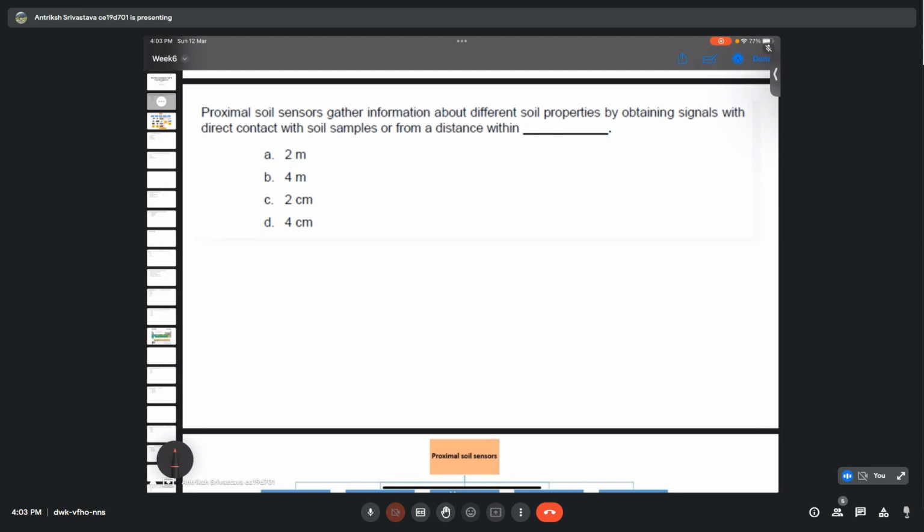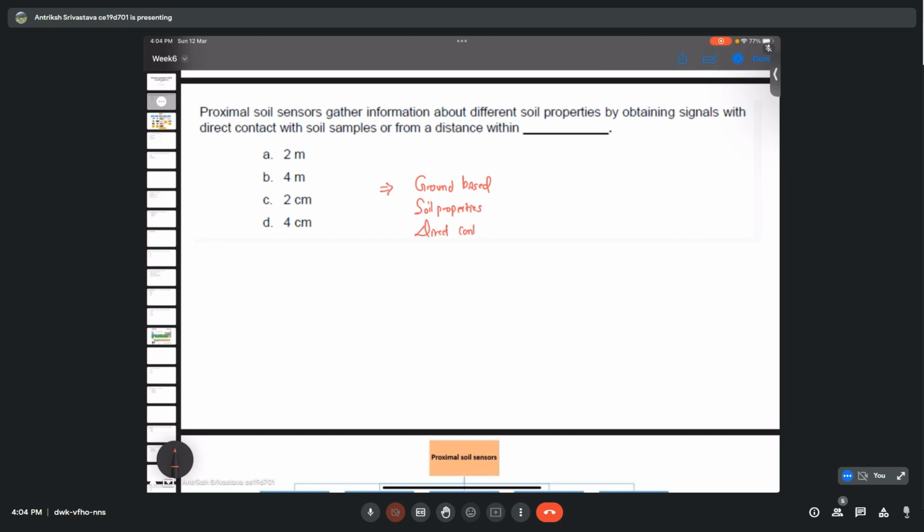If we go to the definition of the proximal soil sensors, it is said that it is ground based first of all, and used for determining the different soil properties, and we can have the measurements from either the direct contact or within a distance of 2 meters. So the answer will be 2 meters here.